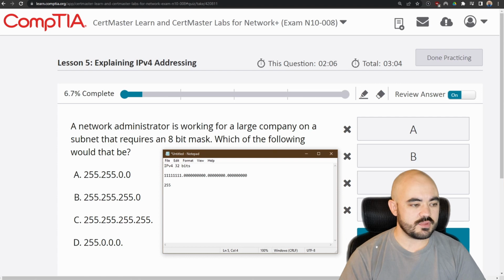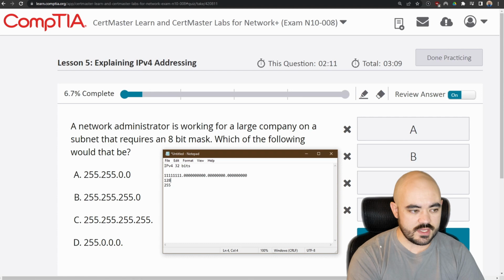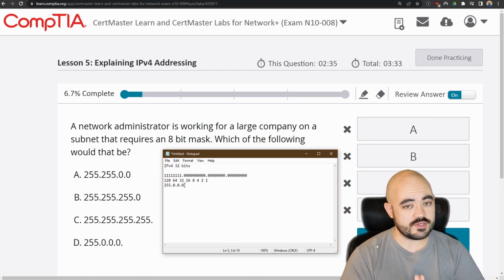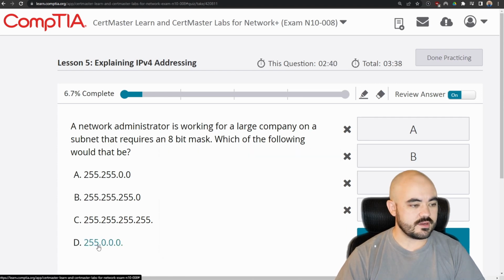If you do the math with binary, the first one is equal to 128. The second one would be equal to 64. The third one would be equal to 32, and then 16, 8, 4, 2, 1. So you can see we have 8 numbers here. These are the 8 ones represented in binary. If you add up all these numbers together, you get 255, which means our mask will look like 255.0.0.0. Sorry, not our IP address, our mask. So this is our answer, and it is right here as letter D.